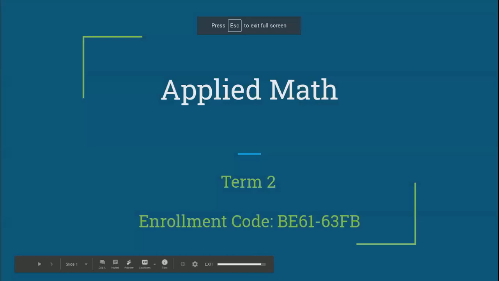All right, so ladies and gents, the class is applied math. Again, if you haven't enrolled in the class, there is the enrollment code. I think all of you have thus far. And I've also upgraded and given you the assignments. So they should be there.